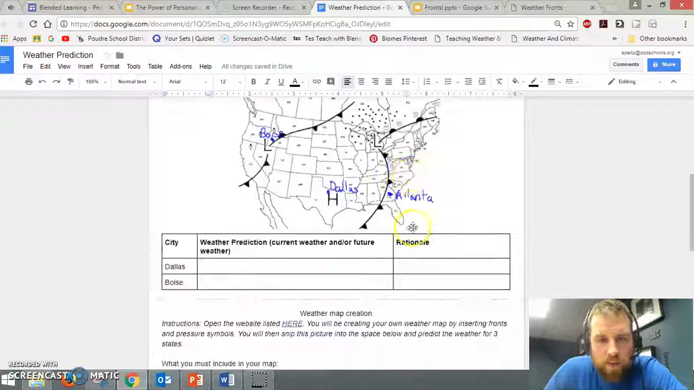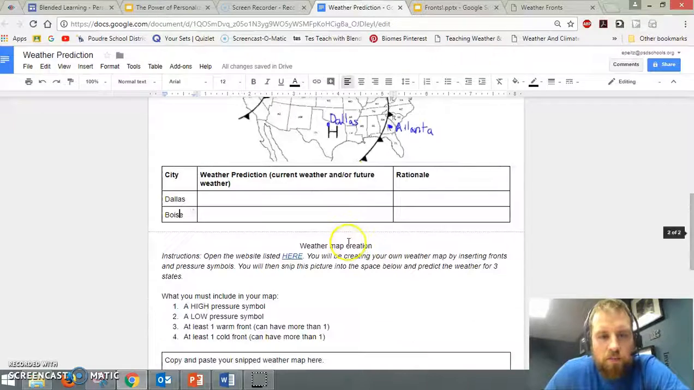The second map is pretty simple. You've got Atlanta, Dallas, and Boise. So you're figuring out Dallas and Boise. There's high pressure around Dallas, low pressure around Boise. What's the weather going to be like, and what rationale do you have?